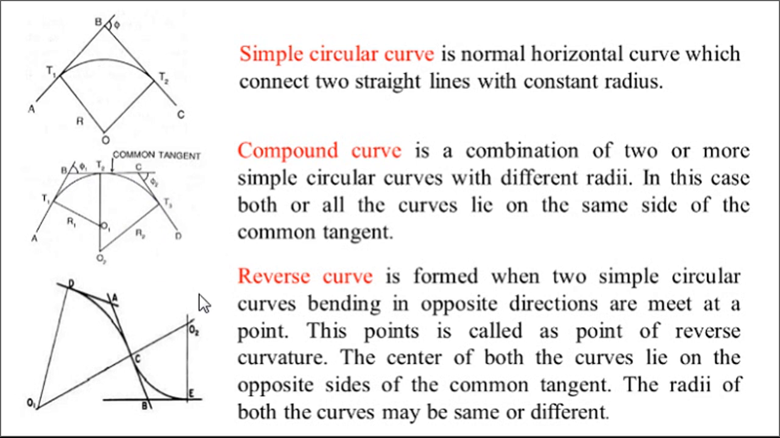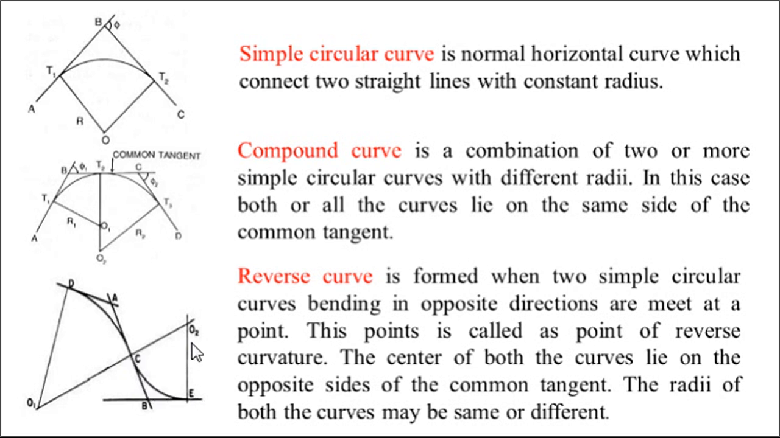The next type of curve is the reverse curve. A reverse curve is formed when two simple circular curves are bending in opposite directions and meet at a common point. This point is called the point of reverse curvature. The centers of both the curves lie on opposite sides of the common tangent, and the radii of both the curves may be the same or may be different.